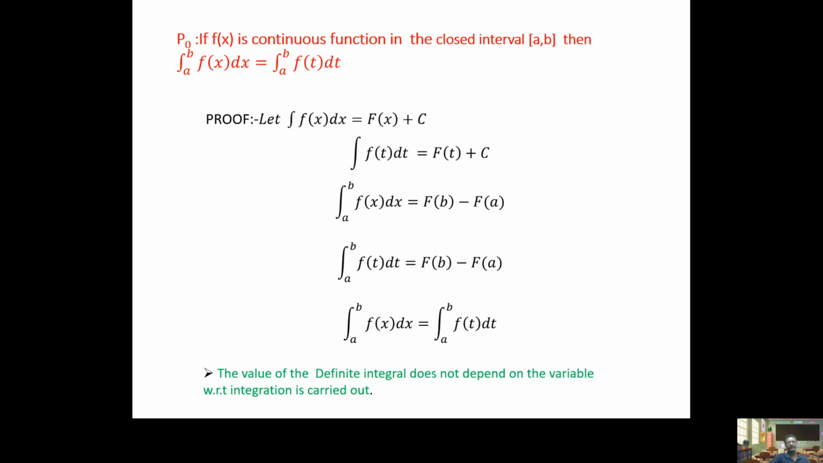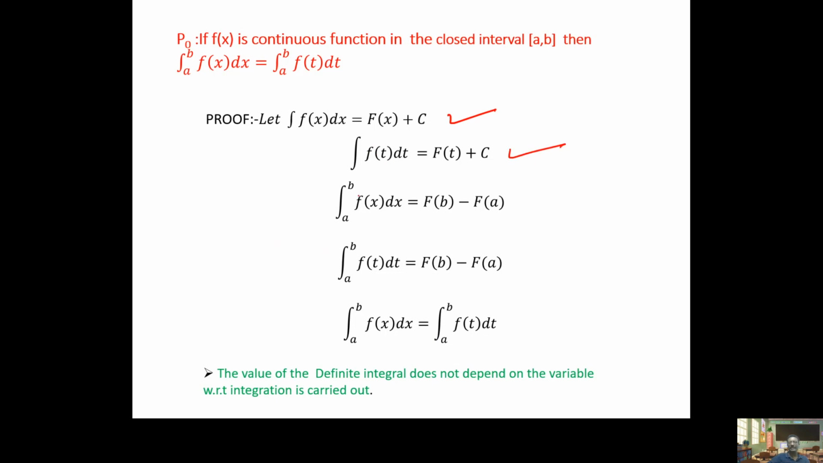Now, the first property we are proving. If f(x) is a continuous function on closed interval [a, b], then integral a to b f of x dx is equal to integral a to b f of t dt. Let integral f of x dx be equal to capital F of x plus c. So what is integral f of t dt? Capital F of t plus c.